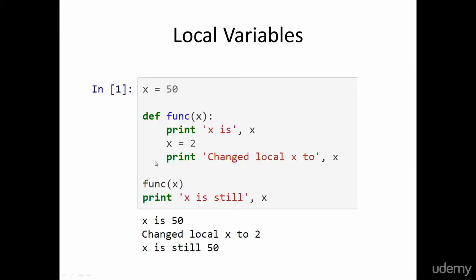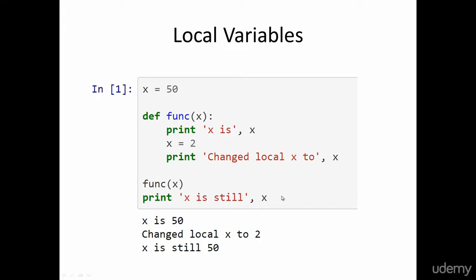So here's one more example. I've assigned here x is equal to 50. This is a global variable. It's global in scope. Then I have a function, func, which takes in x. It prints "x is" x, resets x equal to 2, prints "changed local x to" x. Then we're going to call that function and print "x is still".